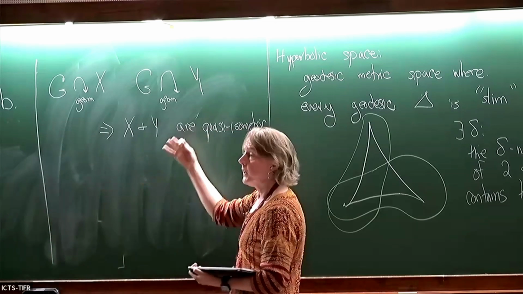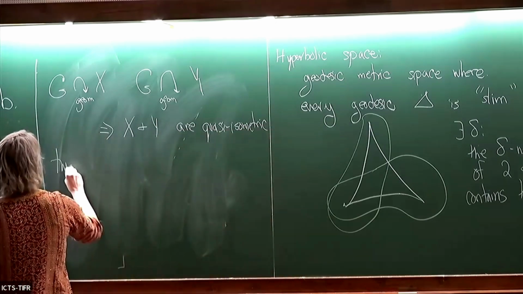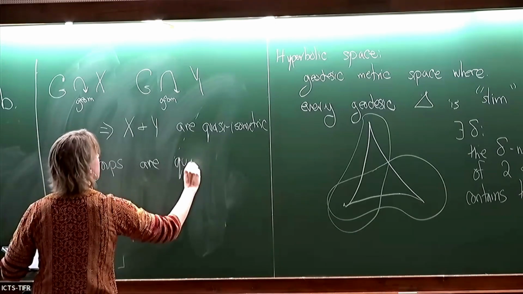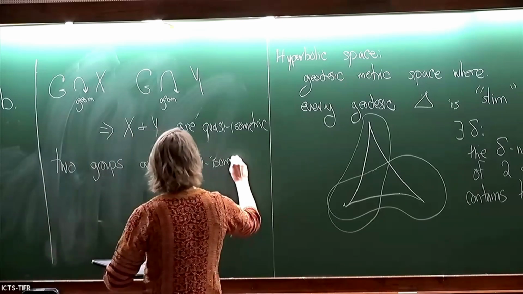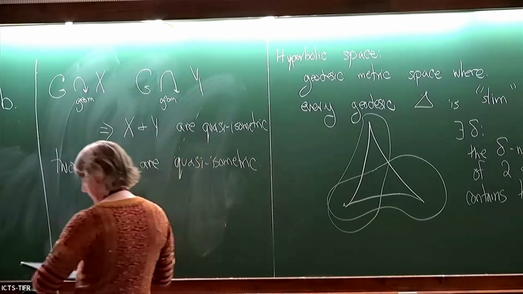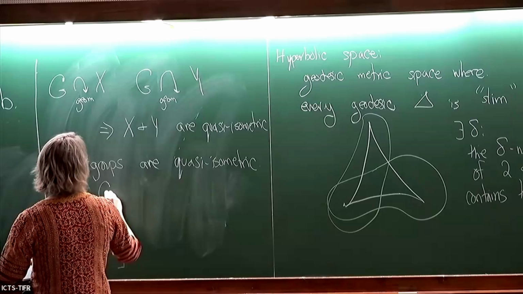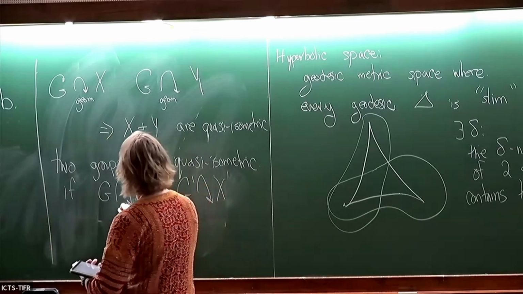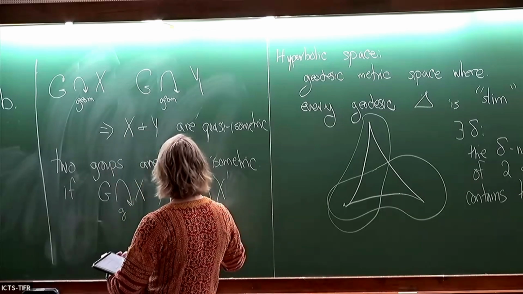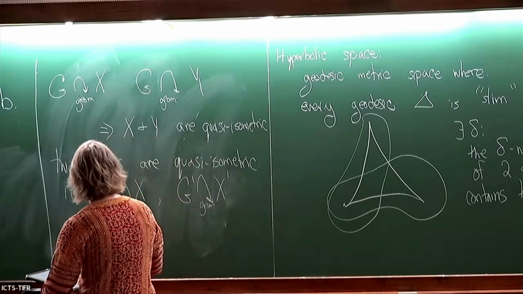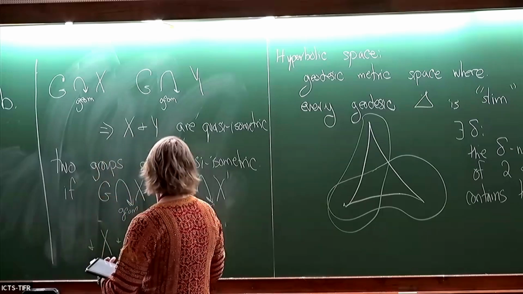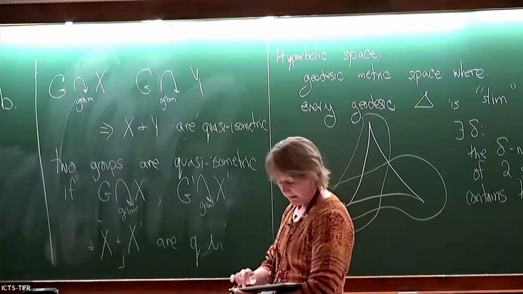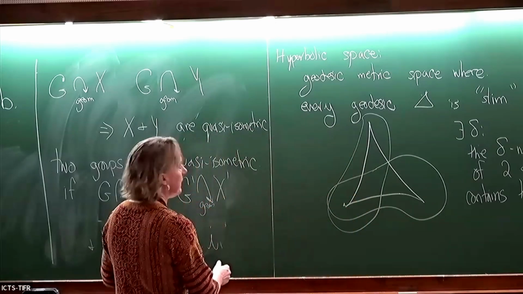Okay, so then we can say two groups are quasi-isometric if G acts geometrically on X, G prime acts geometrically on X prime. These are all geometric actions. And X and X prime are quasi-isometric. Okay, so now we can talk about equivalence classes of groups. Very handy.